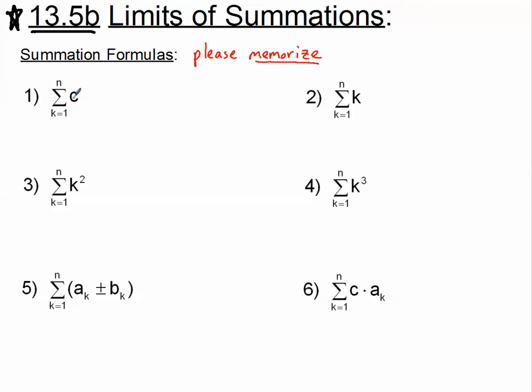And really then it just means we just need to know how many we have, and that would be this top number. So hopefully it makes sense to you that this would simply be the constant times however many there are, c times n. Not too difficult of a formula.